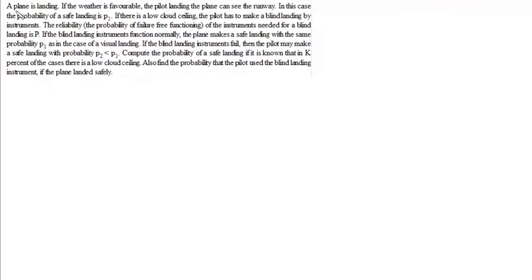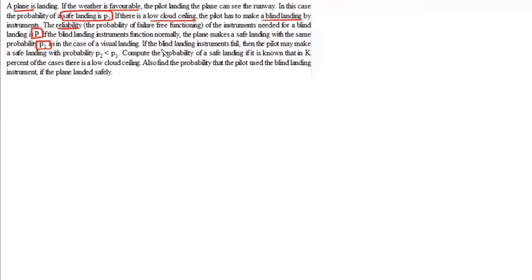Here the question is, a plane is landing. If the weather is favorable, then the pilot landing the plane can see the runway. In that case, the probability of safe landing is P1. If there is a low cloud ceiling, then the pilot has to make a blind landing by instrument. The reliability of the instrument needed for blind landing is capital P. If the blind landing instruments function normally, then the plane makes a safe landing with the same probability P1 as in the case of a visual landing.